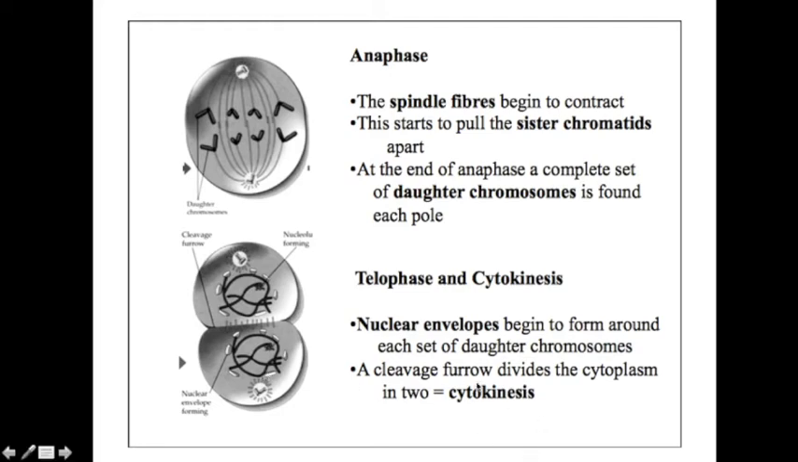And then a cleavage furrow divides the cytoplasm in two. So the outer phospholipid membrane begins to pinch in, form a new membrane in between. And then cytokinesis is the actual act of separating into two separate cells.